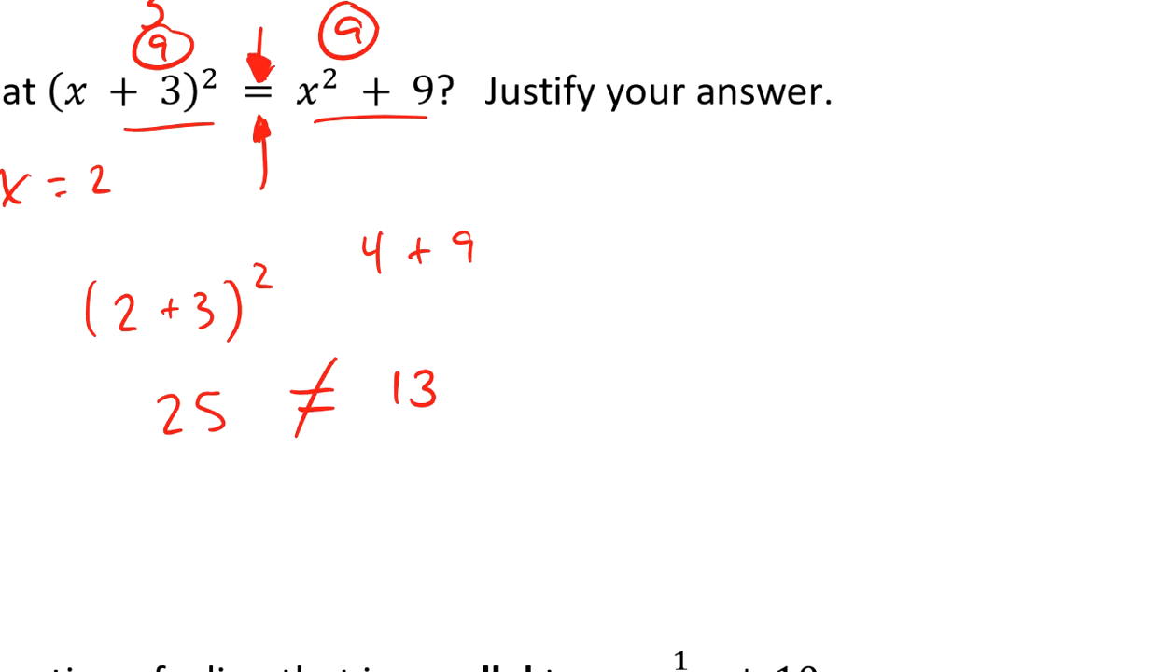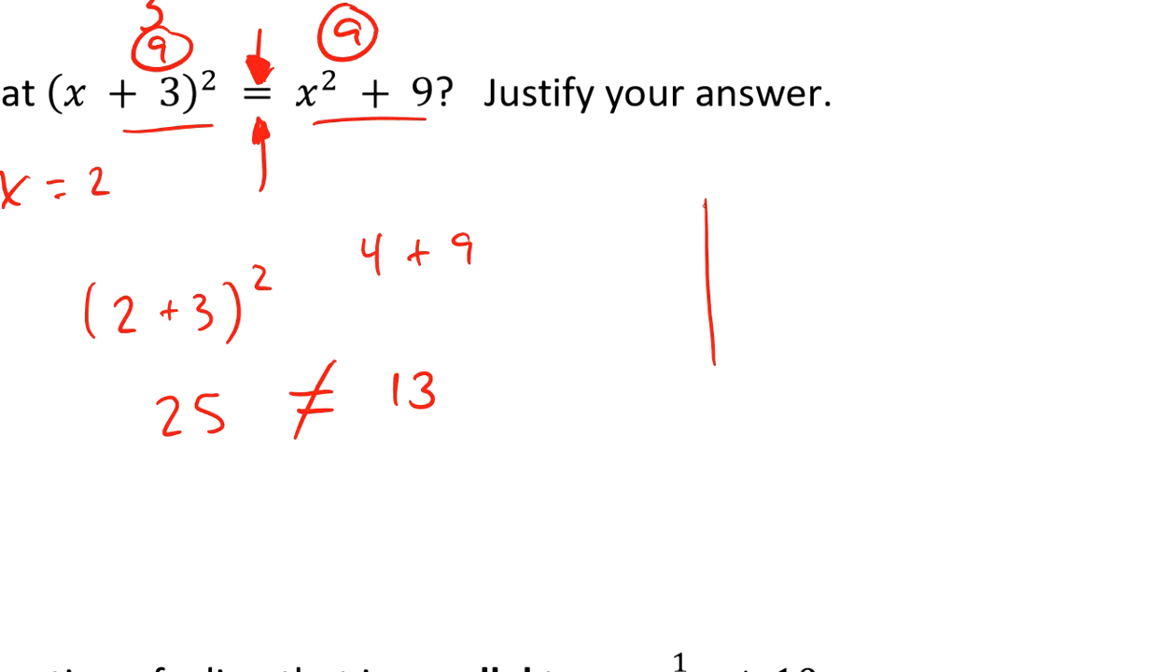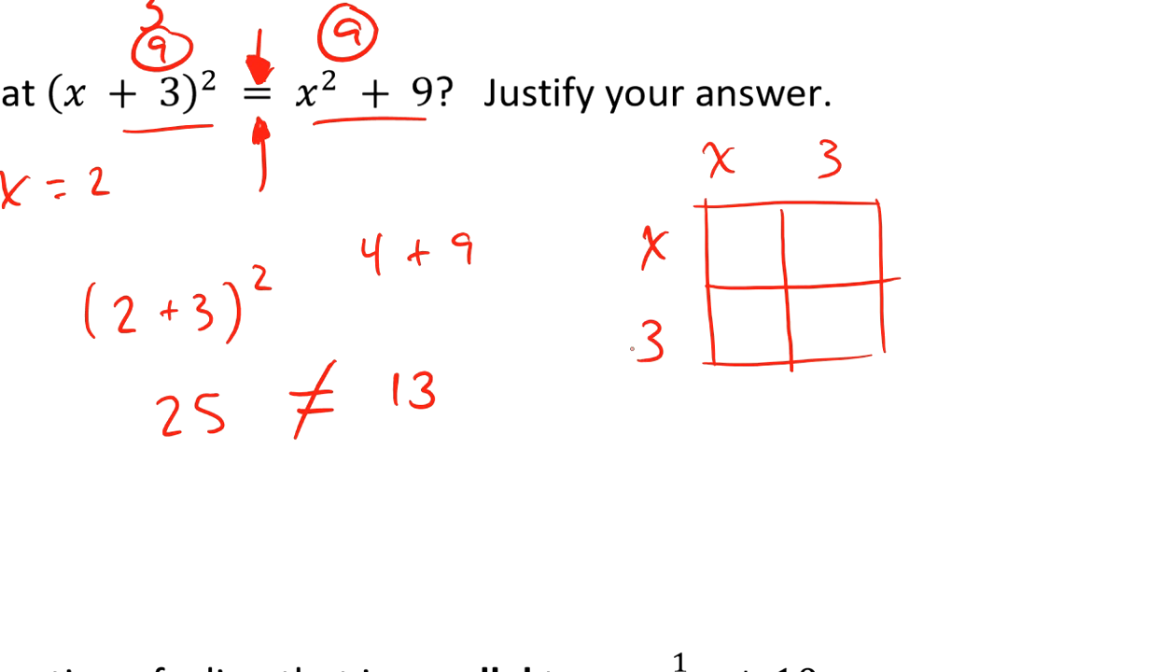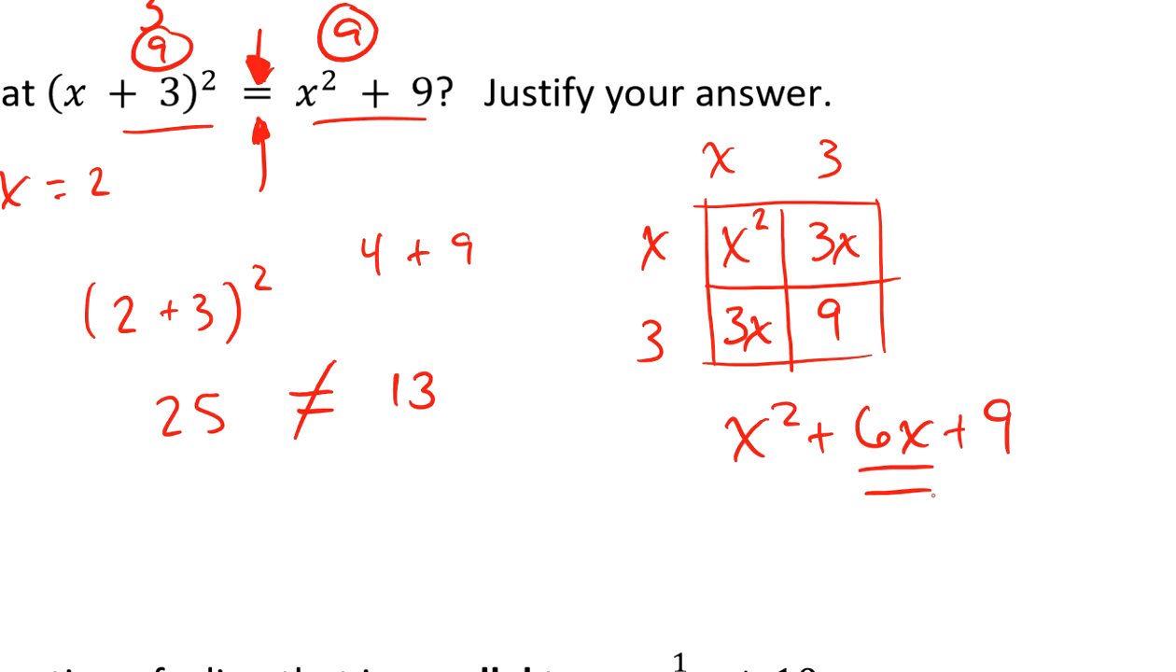Well, if we were to look at the area model that we've been talking about, and I take something like an x plus a 3 and I square it, which means I multiply it by itself, I get 4 distinct regions. I get an x squared. This area is 3x. This area down below is 3x. And this area is 3 times 3, which is 9. So when I combine those 4 pieces, I get an x squared plus 6 times x plus the number 9. So what we were missing is this 6 times x.